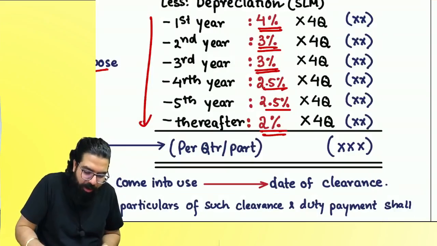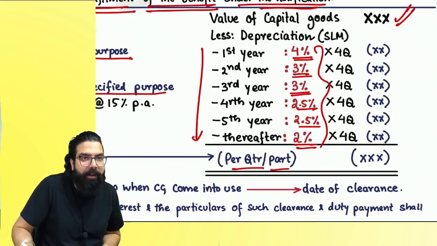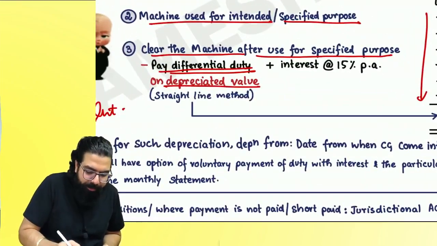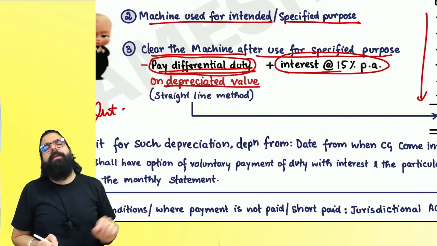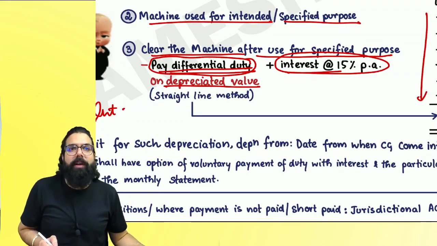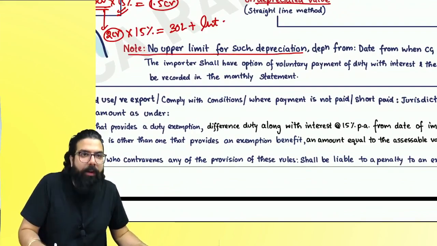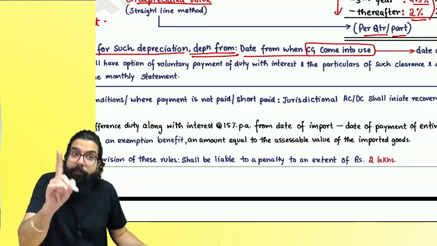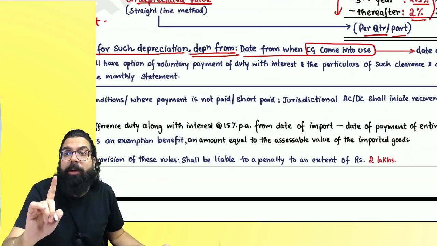And people over here, now listen, per quarter or part thereof, you should depreciate by this percentage and you will get the depreciated value. On the depreciated value, you have to pay the differential duty along with interest. Remember, in customs, the interest is always 15% per annum. Are we 100% clear till here? And everyone over here, there is no upper limit for such depreciation. Depreciation is from the date when the goods come into use, not from the date of import. Depreciation should be from the day the capital goods come into use.